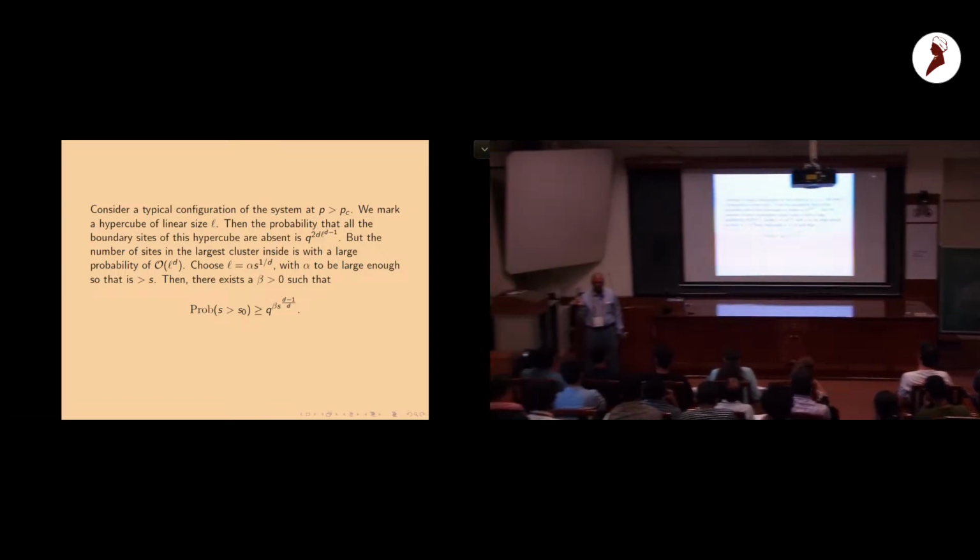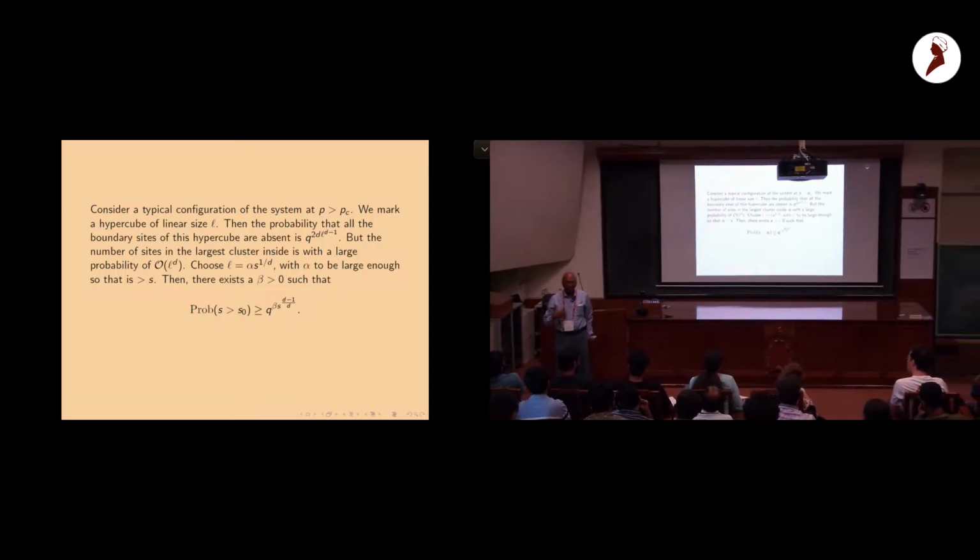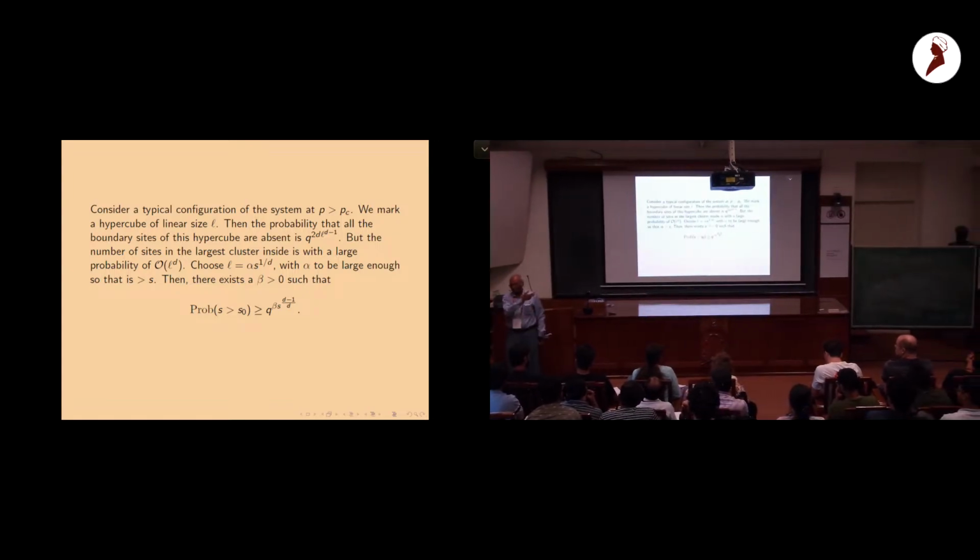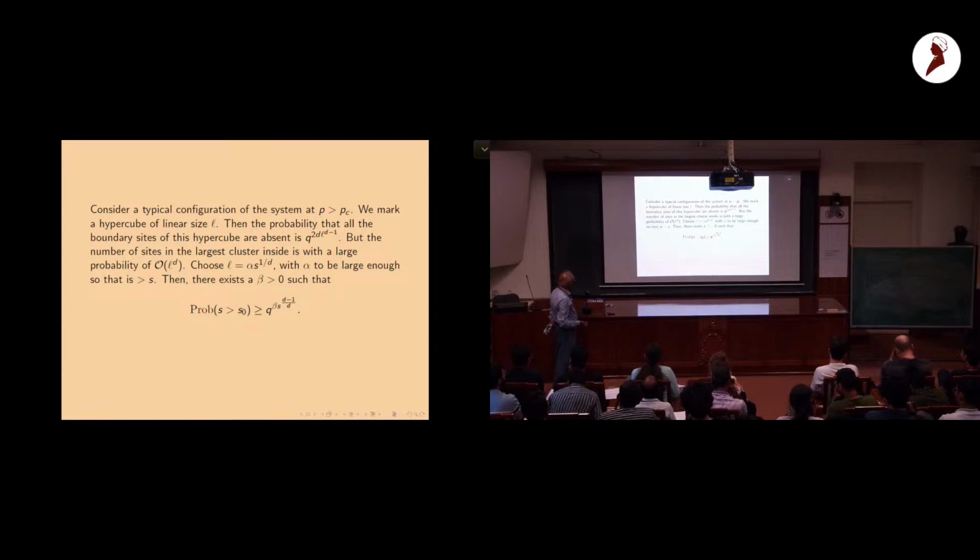But if P is bigger than PC, then the size will be, as we have estimated before, it can be 0.9 times L to the power d because P infinity is quite close to 1. So if you make it big enough, then you can ensure that at least half of L to the power d sites are present inside. Okay? And then the bound still goes through. So it says the probability that S is bigger than S0 should be exponentially small in S0 to the power (d minus 1)/d.